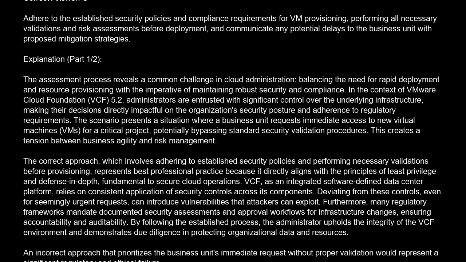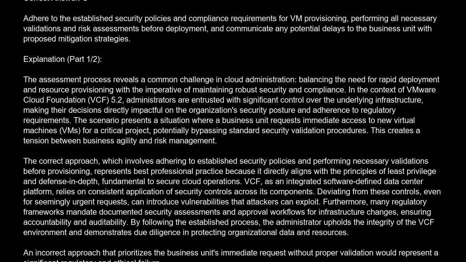The correct answer is C. Adhere to the established security policies and compliance requirements for VM provisioning, performing all necessary validations and risk assessments before deployment, and communicate any potential delays to the business unit with proposed mitigation strategies. Explanation. The assessment process reveals a common challenge in cloud administration, balancing the need for rapid deployment and resource provisioning with the imperative of maintaining robust security and compliance.